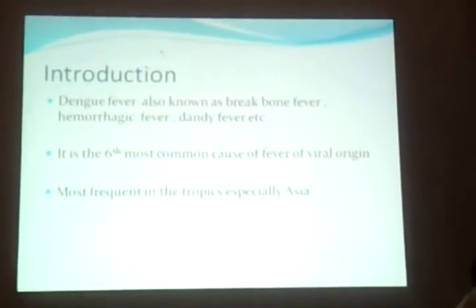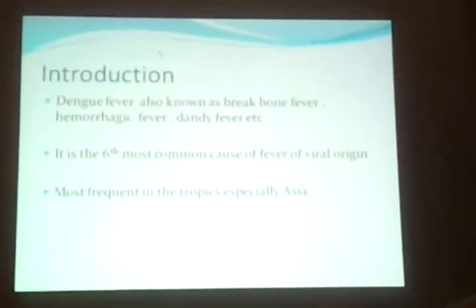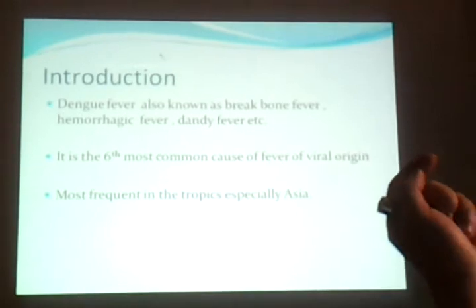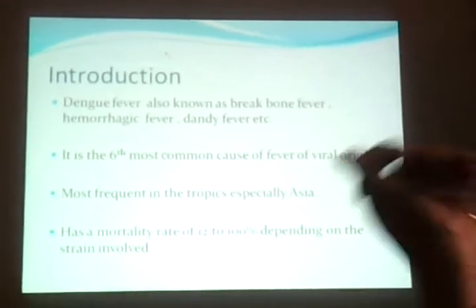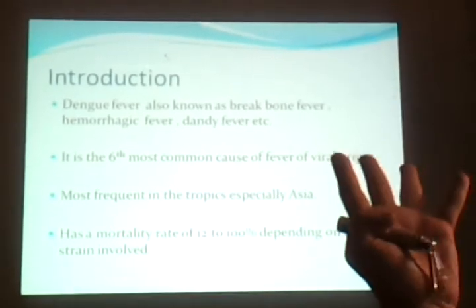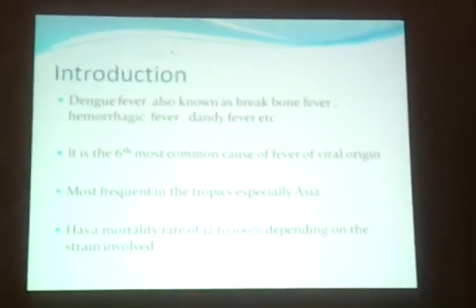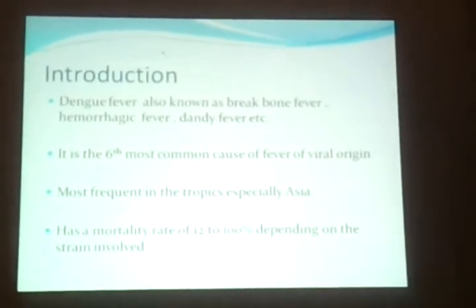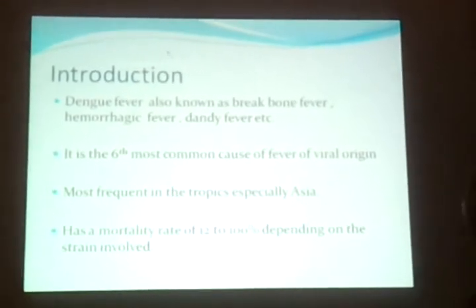The most frequent in the tropics, as I already mentioned, is especially in Asia. The Philippines ranked number 3 in the most number of cases of dengue, especially in the rainy season. Number 1 is India. The second one is Vietnam. It has a mortality rate of 12% to 100% depending on the strain that is involved. We have 4 types of strains which will be discussed later. The mortality rate is as low as 12%, which means out of 100 patients, 12 will die, or sometimes up to 100% if they are also infected by another strain.